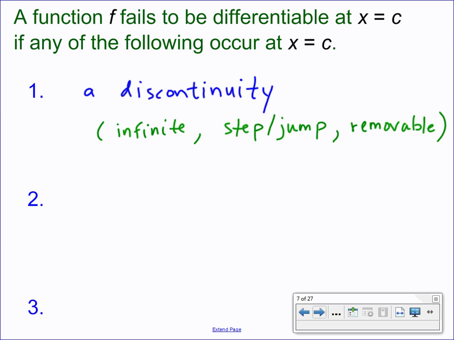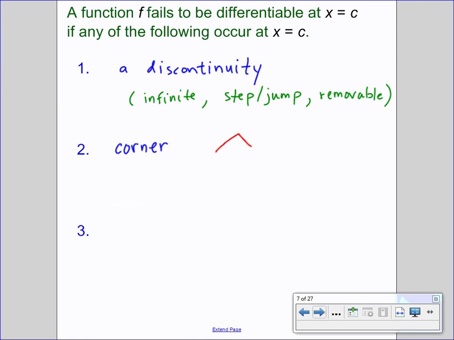A function can still be continuous and not differentiable, like number 1 from the Bellwork. What happened there? Well, we had a corner, where the left-hand slope existed and the right-hand slope existed, but they were different values. And lastly, we now have our cusp, whose definition is where the limit is infinite on one side and the other.